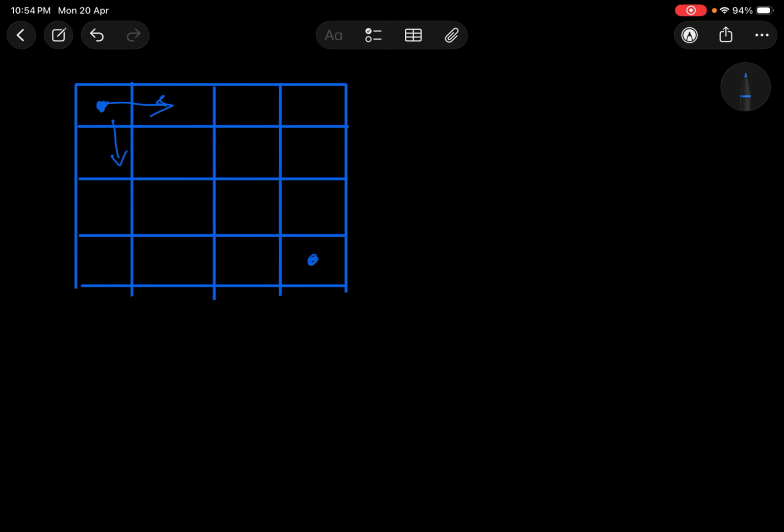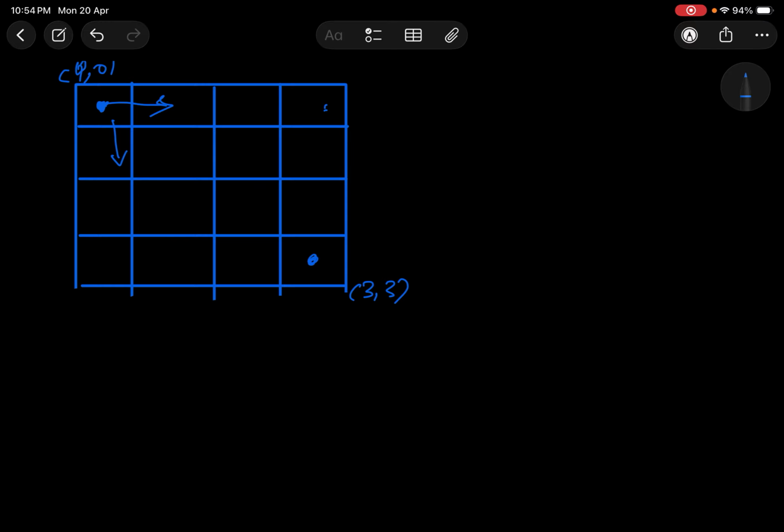So let's say this is 0 comma 0. Then this square over here will be 3 comma 3, because this is 0, then 1, 2, 3. So this is 3 comma 3 if that is 0 comma 0. Now this ant has to reach this 3 comma 3 square by moving right and down, and we have to find the total number of ways it can reach this spot. So that's what the task is.